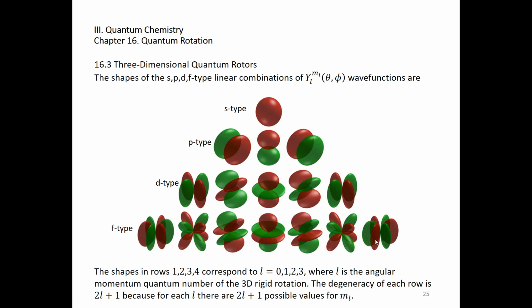The degeneracy is simply 2L plus 1. When L is 0, the degeneracy is 1. When L is 1, the degeneracy is 3. When L is 2, the degeneracy is 5. When L is 3, the degeneracy is 7. That's why in general chemistry we learn that you have one s orbital in a given shell, 3 p orbitals, 5 d orbitals and 7 f orbitals.